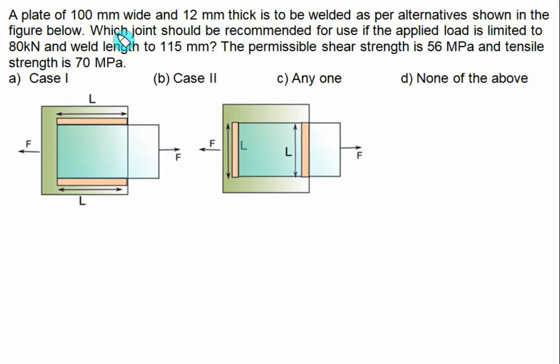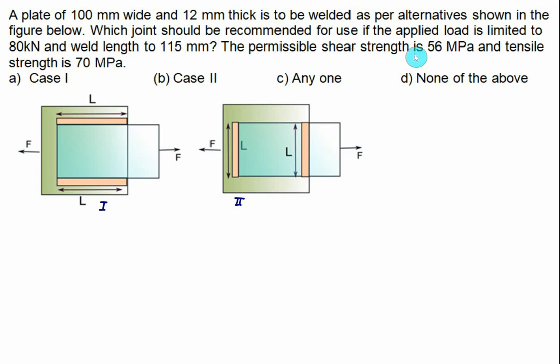A plate of 100 mm wide, 12 mm thick is to be welded as per the alternative shown here. We have given here two cases, case 1 and case 2. In the first case, we have the parallel fillet weld of equal length equal to L subjected to force equal to F. In the second case, we have transverse fillet of length equal to L and the same force equal to F. Which joint should be recommended for use if the applied load is limited to 80 kN and the weld length equal to 115 mm?